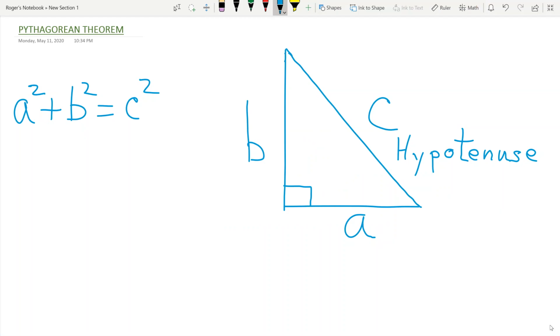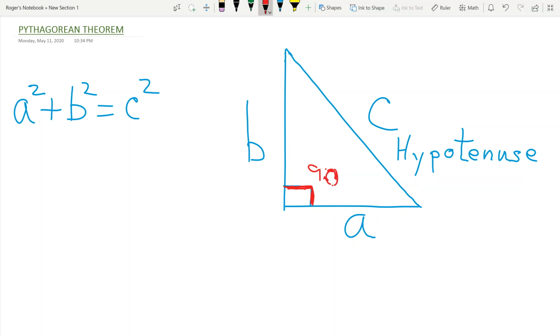Now, the Pythagorean theorem applies to right triangles. Now, in a right triangle, this little symbol, the square in the corner like that, is the symbol we use to represent a right angle. By right, we mean a 90-degree one. This is 90 degrees. So there's your 90-degree angle.